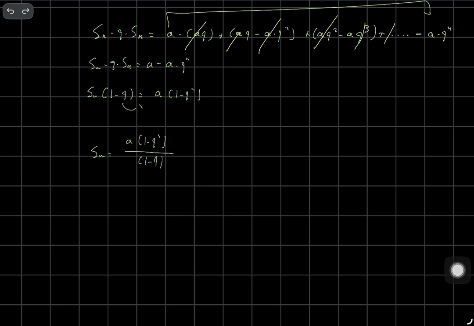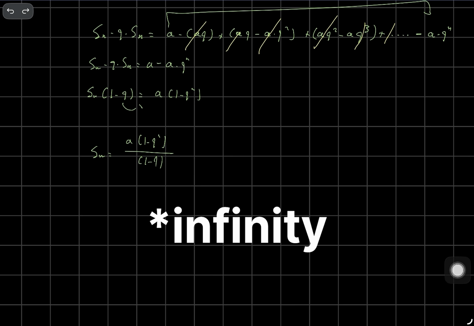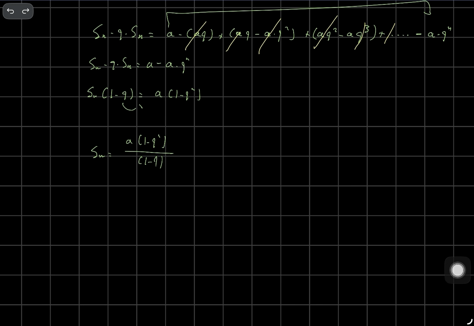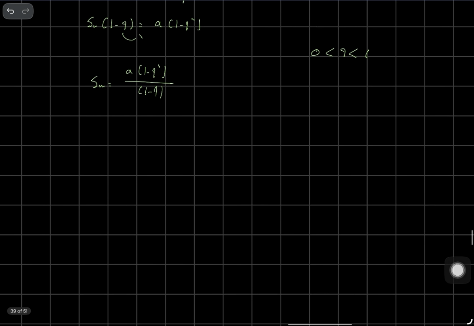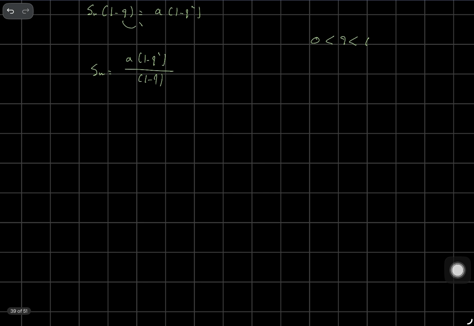But wait, what if n was equal to infinity and q was a fraction between 0 and 1? What will happen? Let's take any fraction, let's take half, and raise it to the power of 10. It becomes something very, very small. Now let's raise it to the power of 10 million. If you put this in the calculator, you will get 0, because it's so small. It's closer to 0 than half or 1.